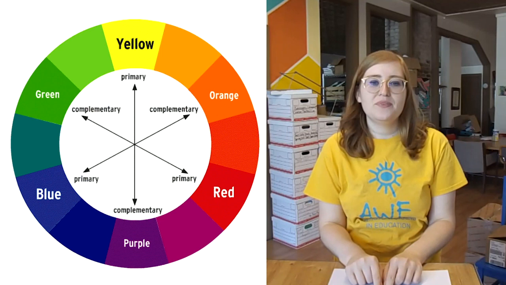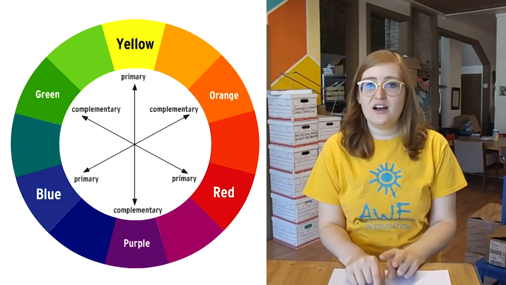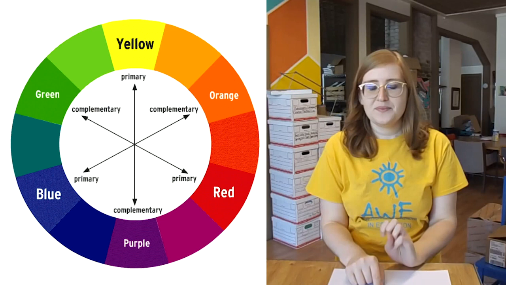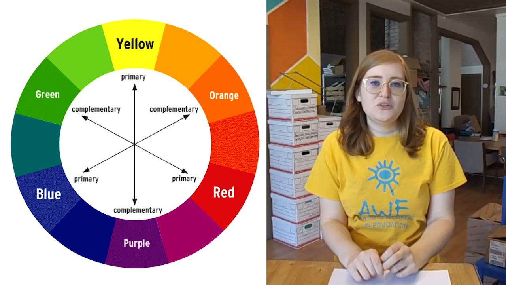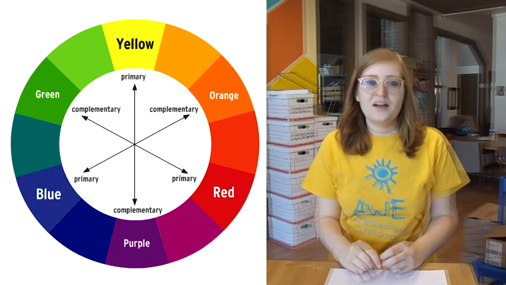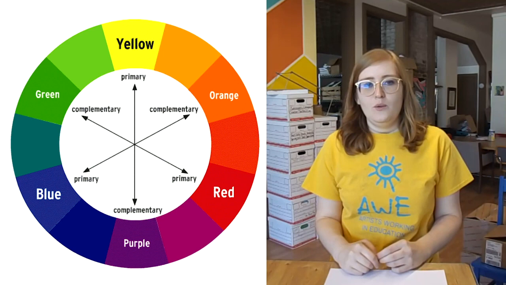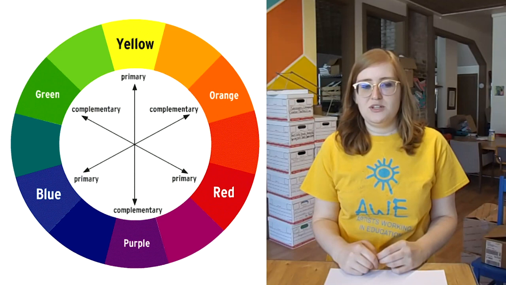When you mix together two of the primary colors, we get what is called a secondary color. If we mix together red and yellow, do you know what it makes? It makes orange. Orange is a secondary color. The other two are blue and yellow make green, and red and blue make purple. A color wheel is a visual tool that helps us see the relationships between colors. When we look at the color wheel, we can see complementary colors are located directly across from each other on the color wheel. They are opposites of each other.